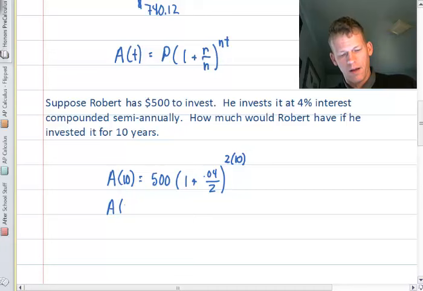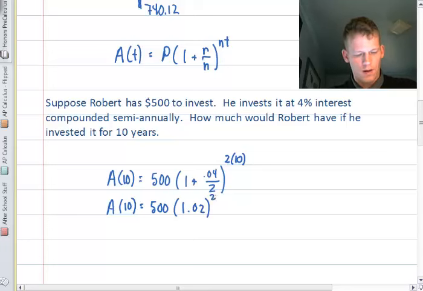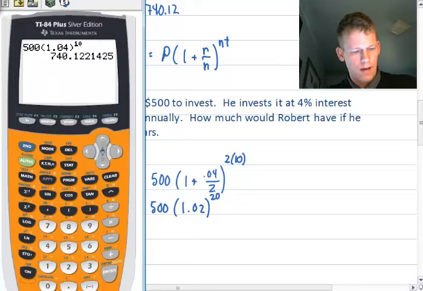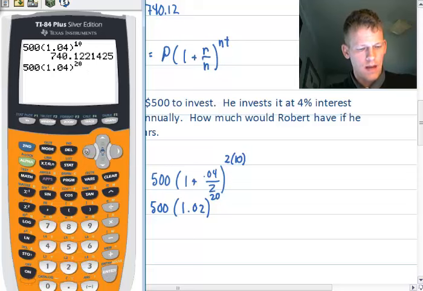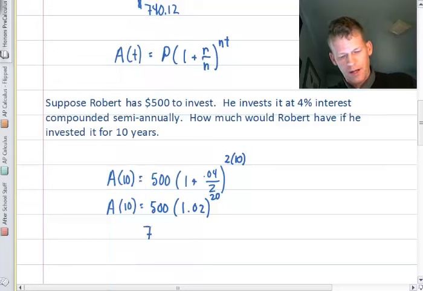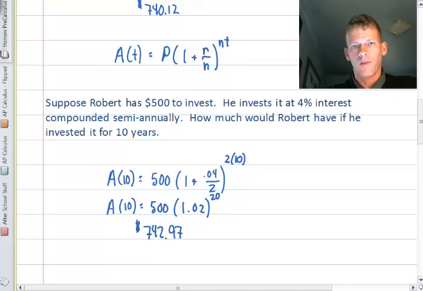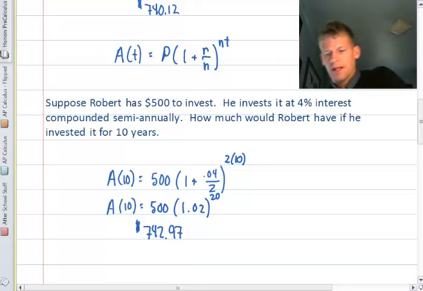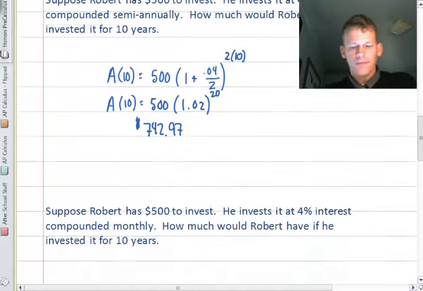Let me erase this t and put 10 in. The amount at year 10 is going to be 500 times 1.02 raised to the 20th power. Let me go back to the calculator and make that adjustment. I'm going to go back up to the original equation, change the exponent to 20, and change the number inside the base to 1.02. When I hit enter, I get $742.97. I do make slightly more money over the 10 years, and that still represents a gain as opposed to just compounding once per year. Now let's look and see what happens if we compound.